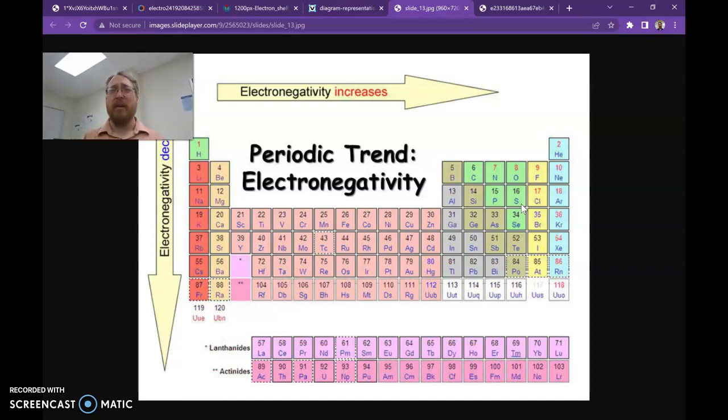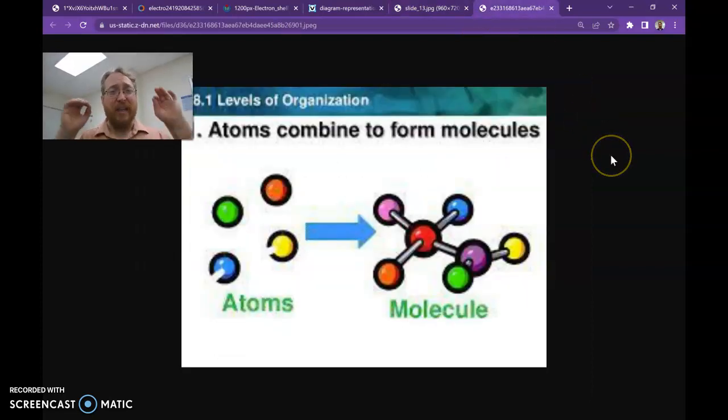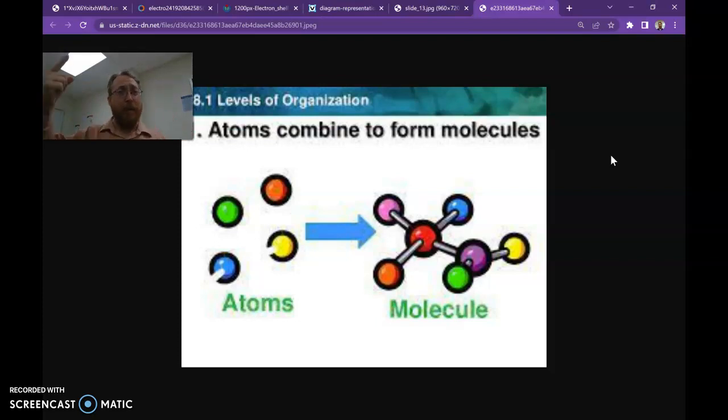Now, why do we care about electronegativity? Well, electronegativity explains all bonding. How atoms come together to make molecules depends on the electronegativity of those atoms. What a high electronegative atom does when it's with another high electronegative atom is different than what a high electronegative atom does when it's with a moderate electronegative atom, which is different than what a high electronegative atom does when it's with a low electronegative atom. So if we're going to explain these connections, we have to know how electronegativity influences these connections, which is what the remaining of this unit is going to be about.